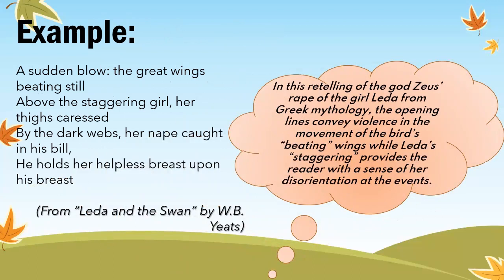For example, Leda and the Swan by W.B. Yeats. If you are familiar with Greek mythology, Leda is the one also seized by god Zeus. So in this stanza, the words "beating wings" would describe the motion or the movement of birds. And that is what we call kinesthetic imagery.